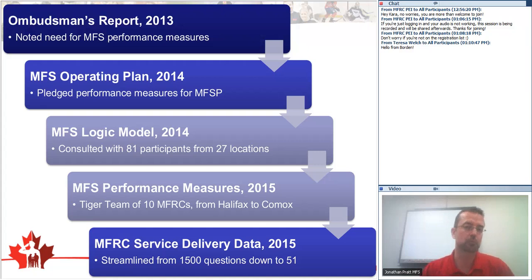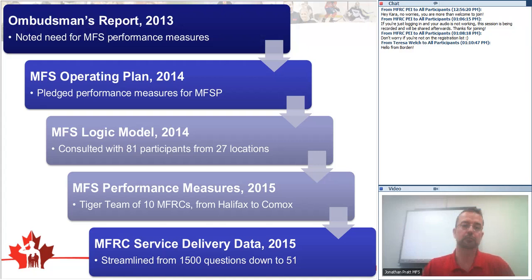But where the rubber really hit the road on the performance measures was with the Tiger team. That was made up of 10 MFRCs across the country, and there were a series of teleconferences and video conferences with not only the Tiger team, but following that, 24 of the MFRCs, with a total of 34 participants among them. I spoke with them all during this video conference that I described on the website.